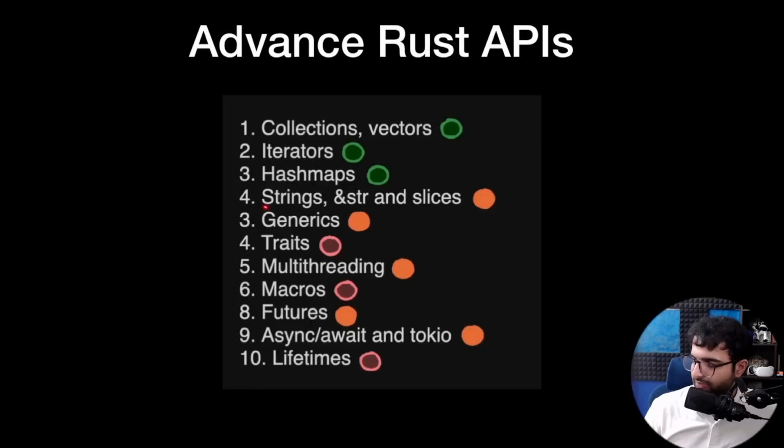Then we'll understand the difference between strings and slices. This is probably a good thing for you to know. Then generics, that's also not too difficult. Traits, fairly simple. I don't know why it's mentioned in the red. Multi-threading, macros, futures, async await, and lifetimes. Only this part I'm not sure of. Most probably this will be covered in a separate video. We will see by the end of it.